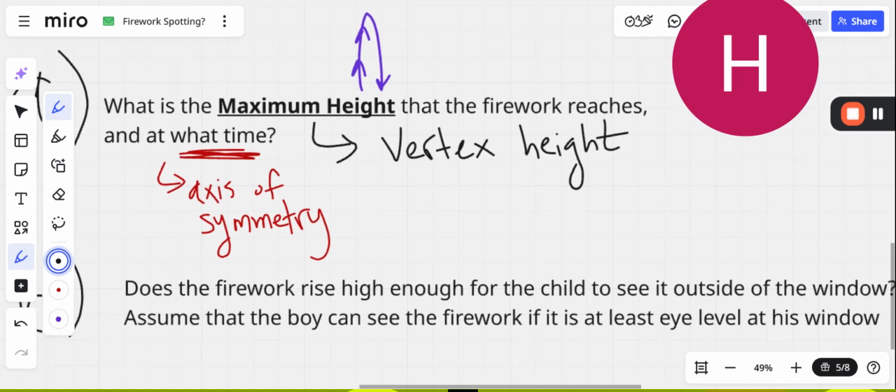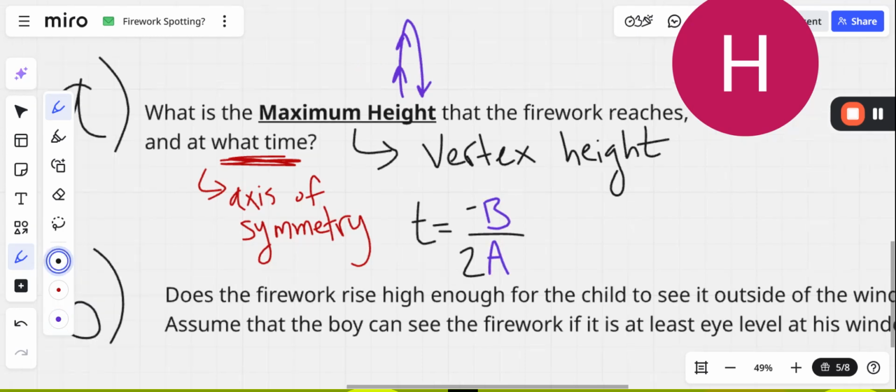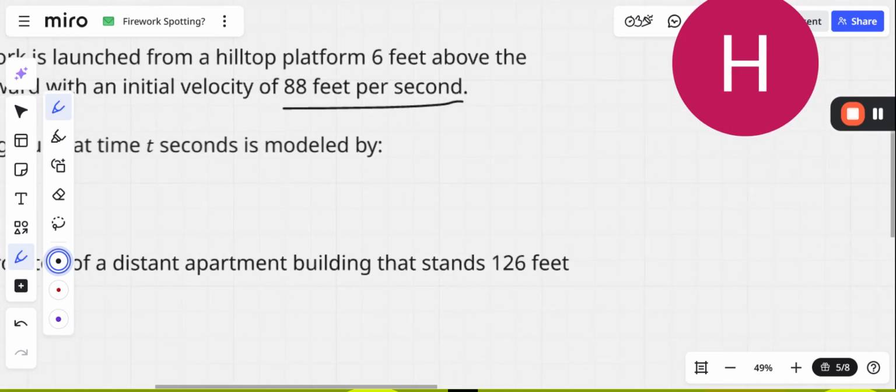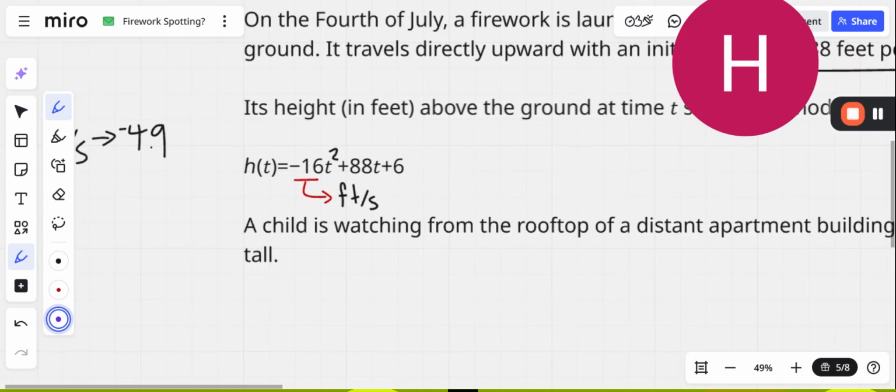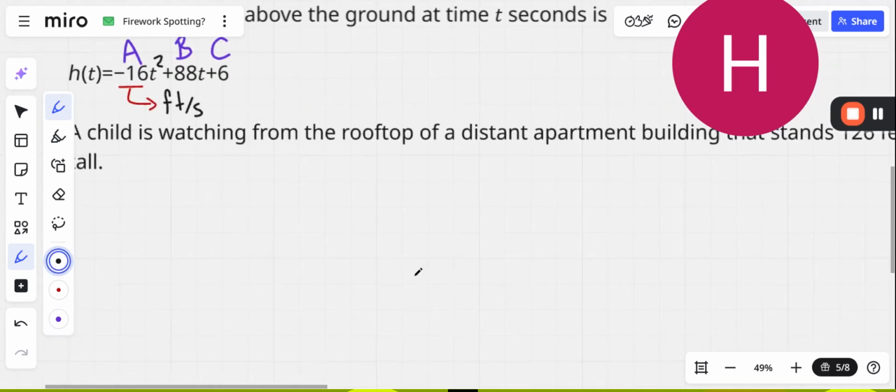You're going to have to use this equation from the axis of symmetry. We say usually x equals, but in this case it's going to be t equals negative b over 2a. Now what are this a and b that I speak of? Well, you might be familiar with the quadratic equation in standard form like this. The a, b, and c are just going to be the coefficients: negative 16, positive 88, and positive 6. Those are the coefficients, a, b, and c.